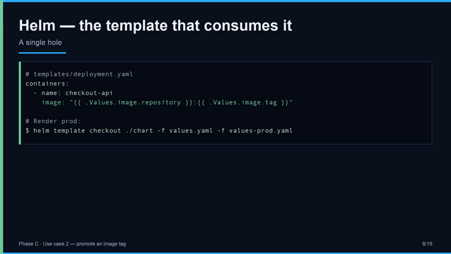And here is why it is so clean. The template has a single hole for the image, repository and tag, joined together. Whatever tag the overlay provides gets rendered straight in. The template never changes. You just re-render with a different values file, and the new tag appears.